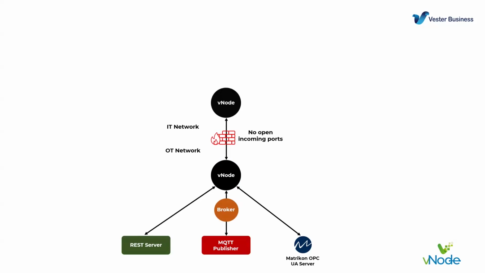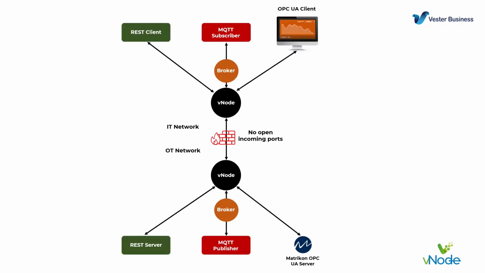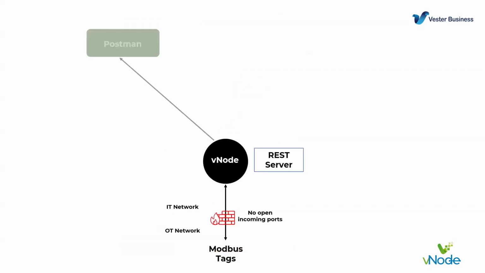On the other side, we're going to have another vNode collecting data in real time from this vNode in OT across the firewall. In IT, we're going to have a REST client, an MQTT subscriber, and an OPC UA client, of course, in a simulated way. I'm going to use testing tools for this, because I don't want to make this so long, so we're going to focus on the IT side.